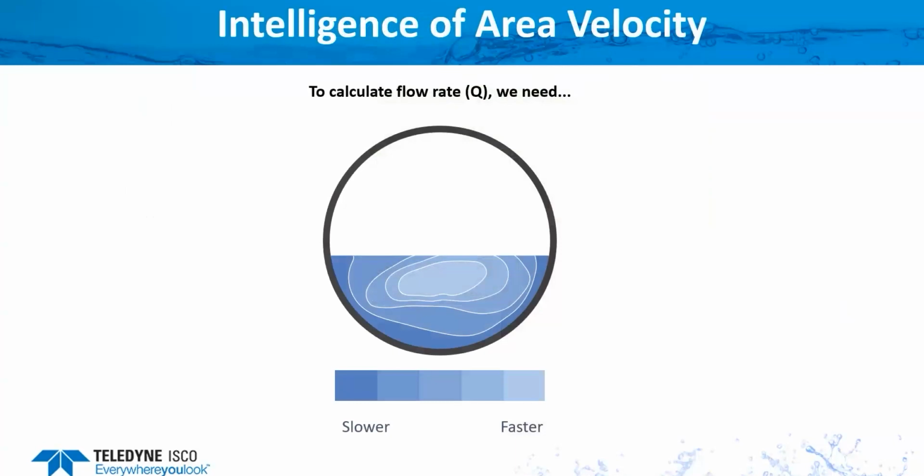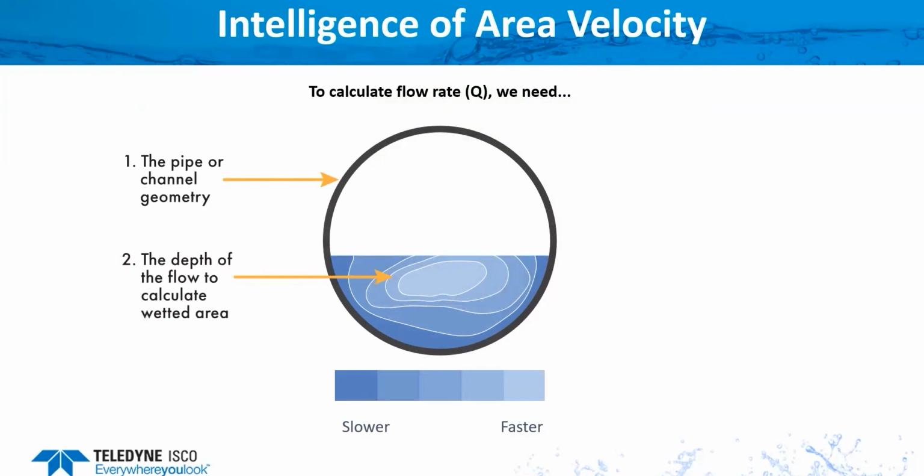Now, if you have an application such as a round pipe or a rectangular channel that doesn't have a primary device, I want to let you know how you can continue to calculate accurate flow. To do that, you use an area velocity flow meter, where you're going to need the pipe geometry or the shape, so you can tell your instrument that it's a round pipe or a rectangular channel. You need a level sensor to calculate the wetted cross-sectional area of the pipe. And you need to be able to read the velocity to calculate your flow.